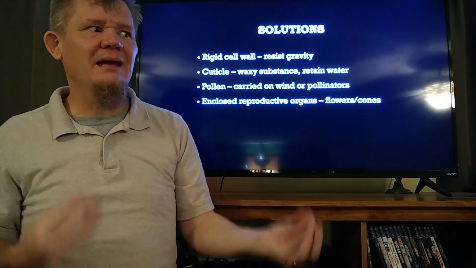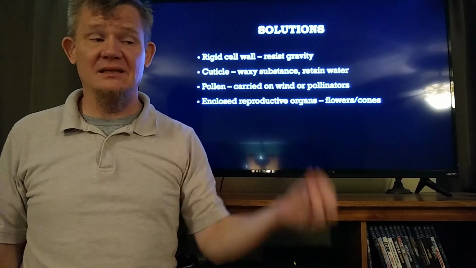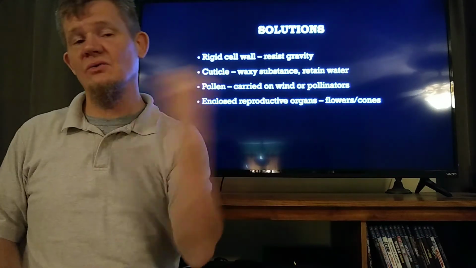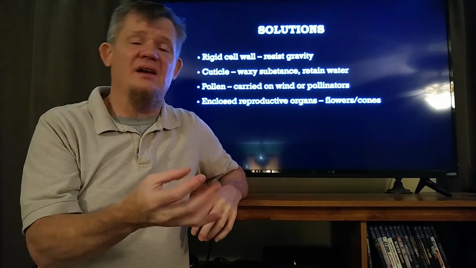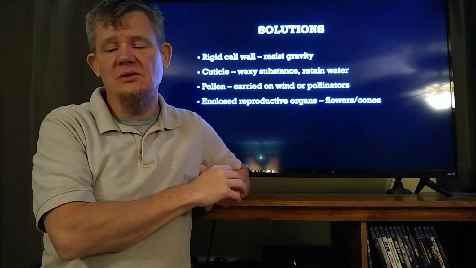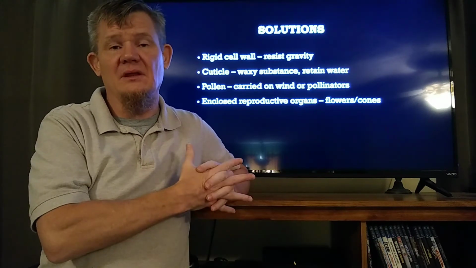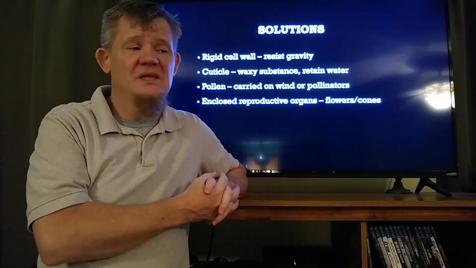Well, now if I'm hiding this egg, it makes it even harder to get the pollen, the male sex cell, to the egg. But what it solves is the dehydration problem for the egg. It prevents the egg from drying out. So enclosed sex organs. The enclosed sex organs are flowers and cones. A pine cone is a sex organ.